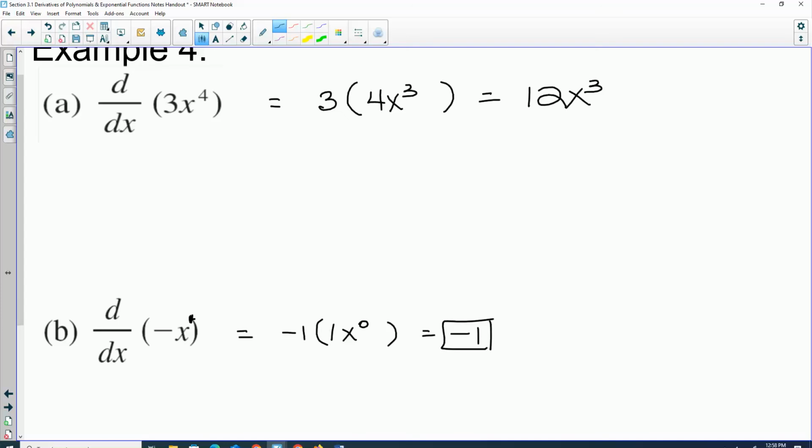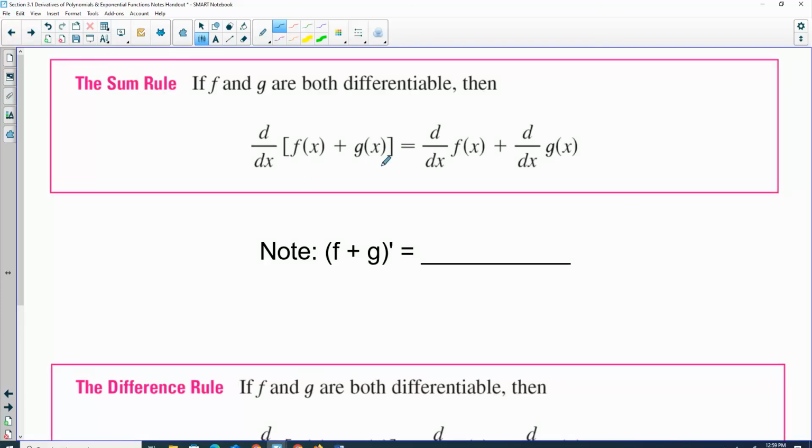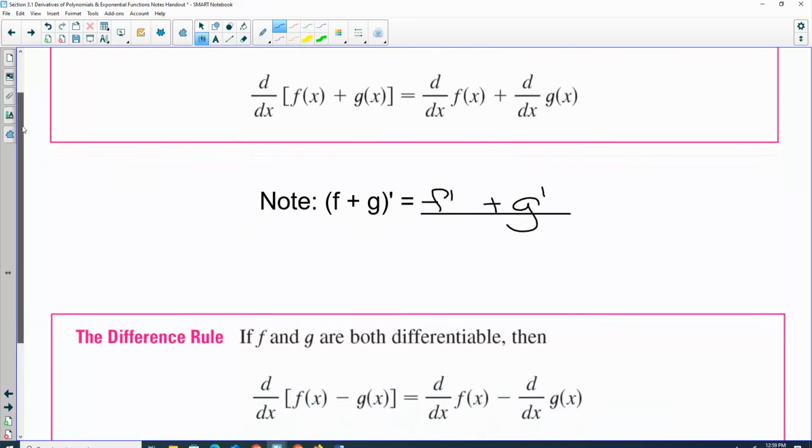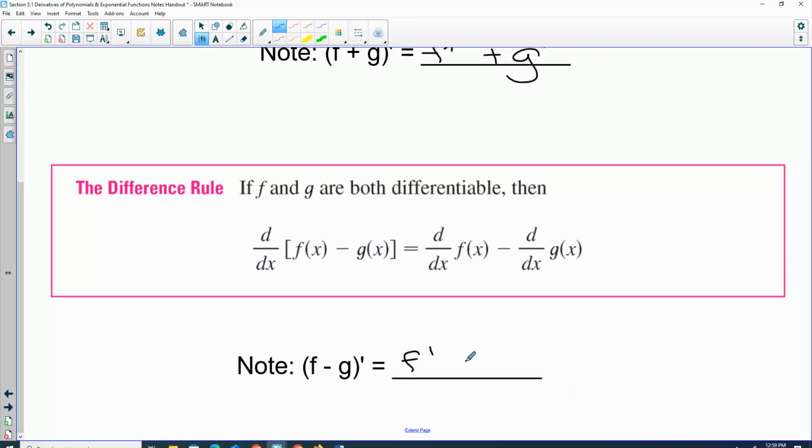Okay. Are we okay with those so far? So the next rule, the next thing we can know, like Grant said, is that sometimes we have terms added or subtracted. If you have that, you can actually do each individual derivative and then add or subtract them. So if you have the derivative of f plus g, you just do the derivative of f plus the derivative of g. So we're going to do the derivative of each term individually. Same thing if we're subtracting. You do the derivative of the first minus the derivative of the second.